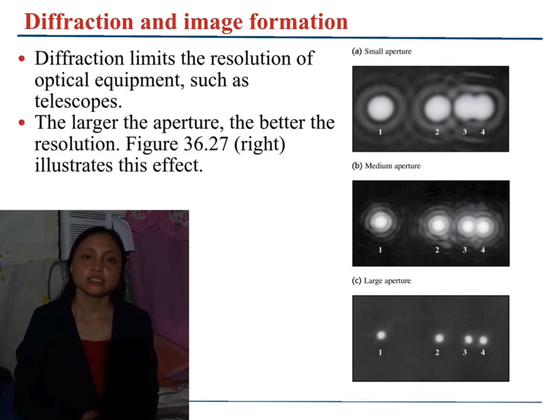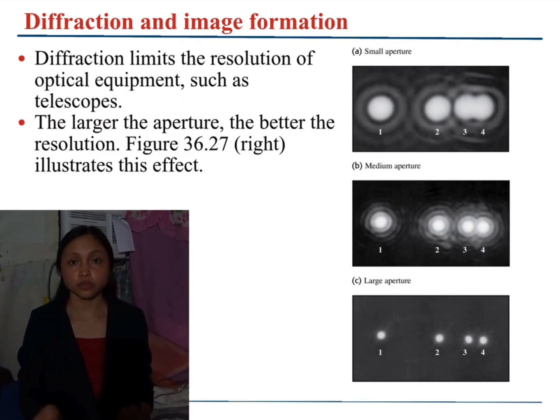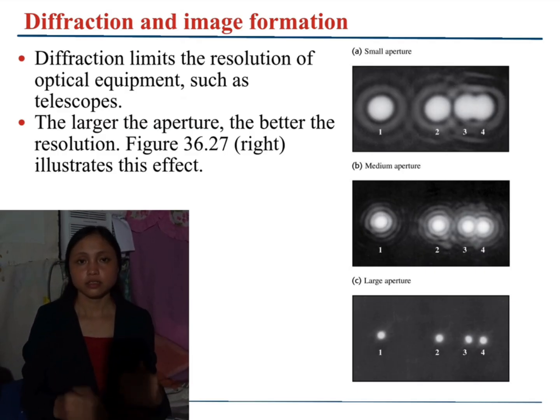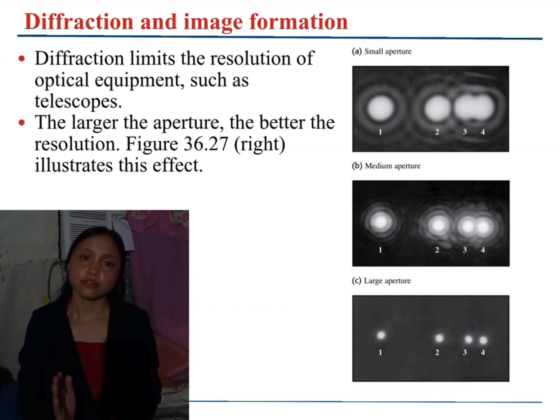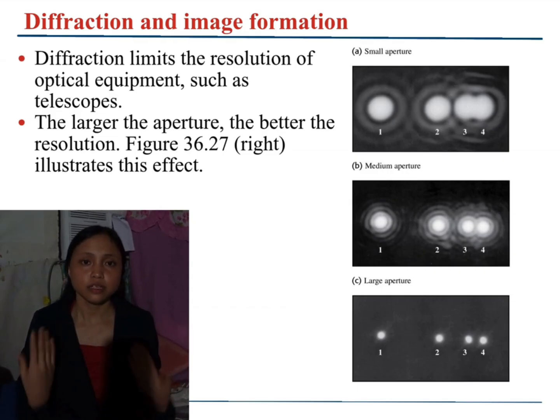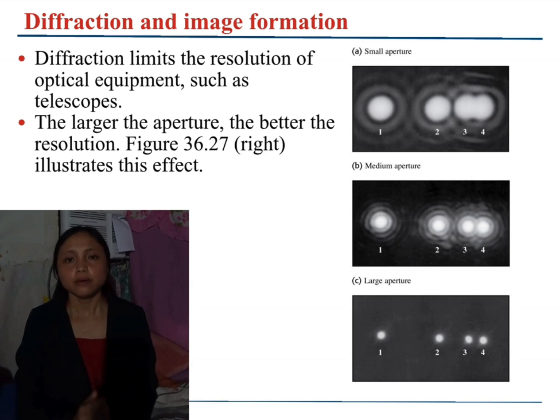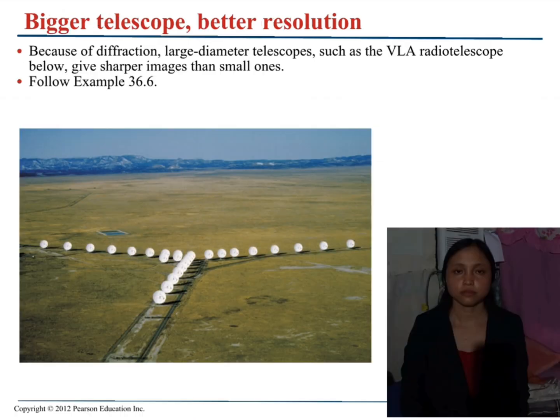Even a perfect lens cannot focus light into a single point. Instead, diffraction produces an Airy disk. When two objects are very close together, the Airy disks overlap. If the overlap becomes too large, the objects cannot be distinguished. This limitation is called the diffraction limit.